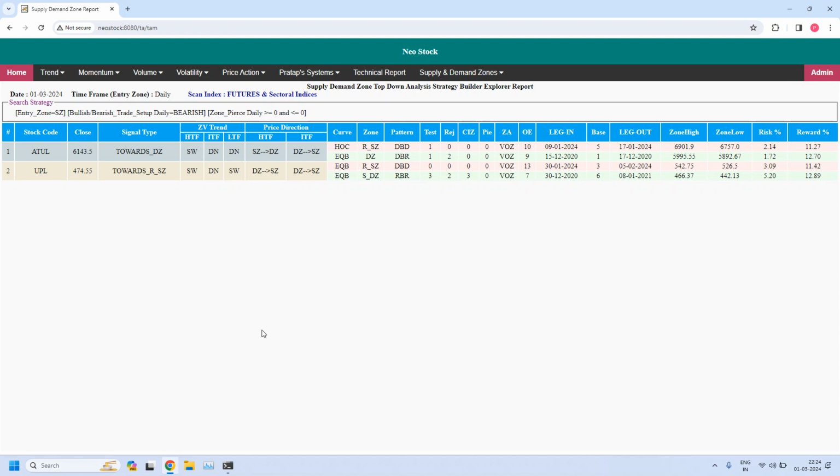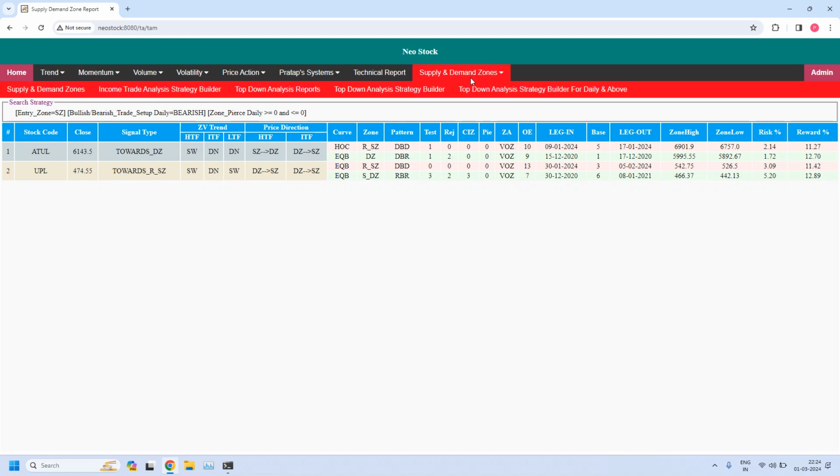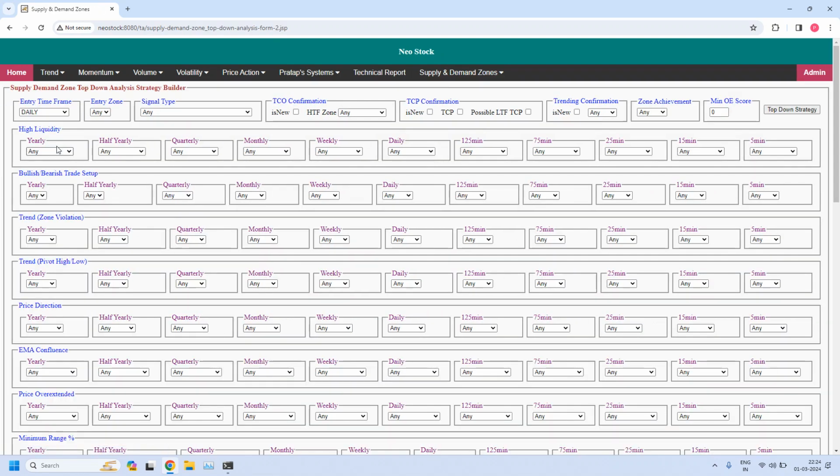Now let us generate bullish trade setup for weekly income trade. For weekly income trade, entry zone, that is LTF time frame, should be 75 minutes. And entry zone should be demand zone because it is bullish trade setup, but for weekly income trade. So in bullish or bearish trade setup parameter, at 75 minutes time frame, I am selecting the value bullish.